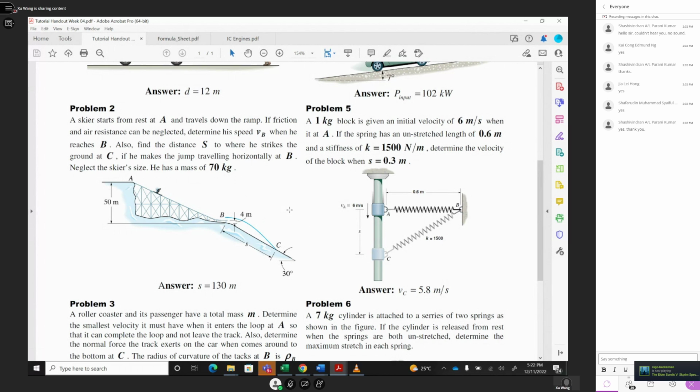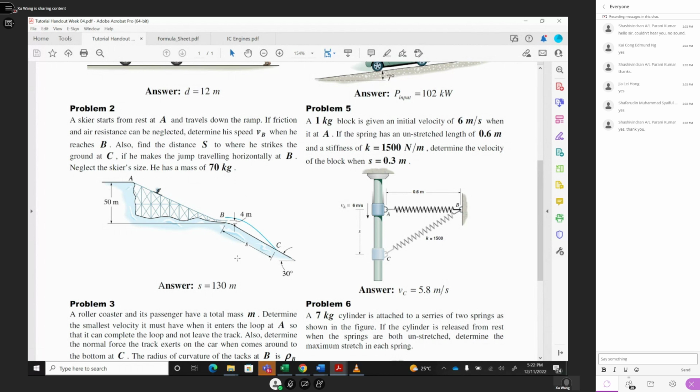That's horizontal, constant speed. For the vertical, this is a free drop, so it has an acceleration g of 9.8. The whole distance will be 4 multiplied by this height. This height is how much? S sine theta. S sine theta plus 4.